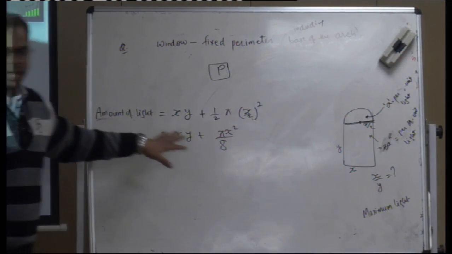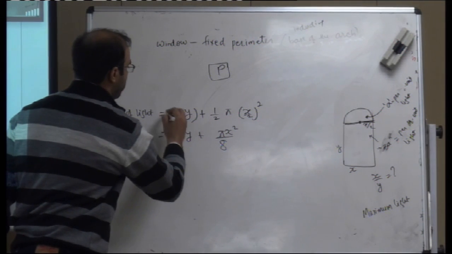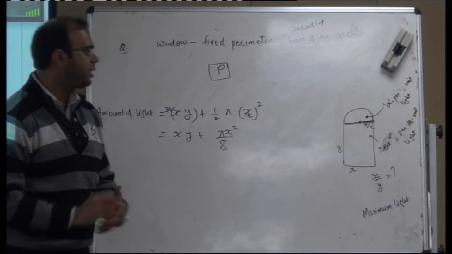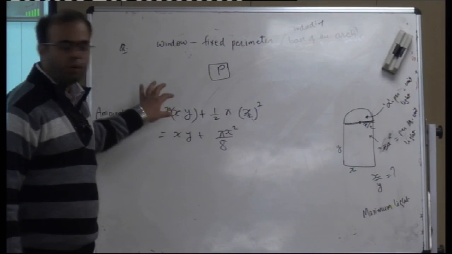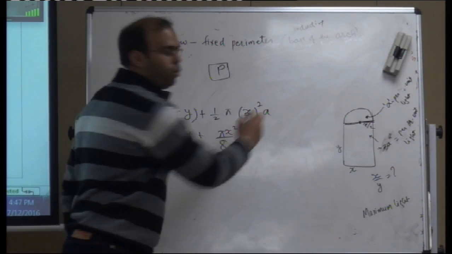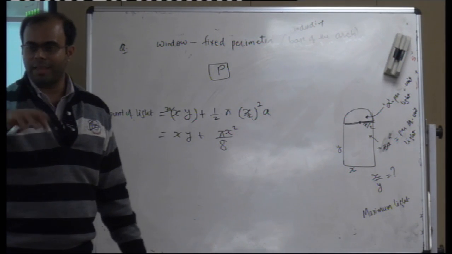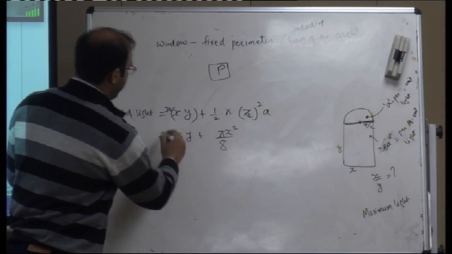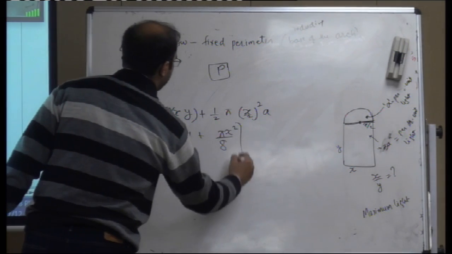The amount of light is x into y, its area, into 3A, the amount of light per square unit. If you multiply the amount of light per square unit with the area, you will get the total light. Similarly, here you have to multiply with A only, because the point is that one third of the light is entering. So this would become 3 times xy, and A is common, and you can take it out as common.